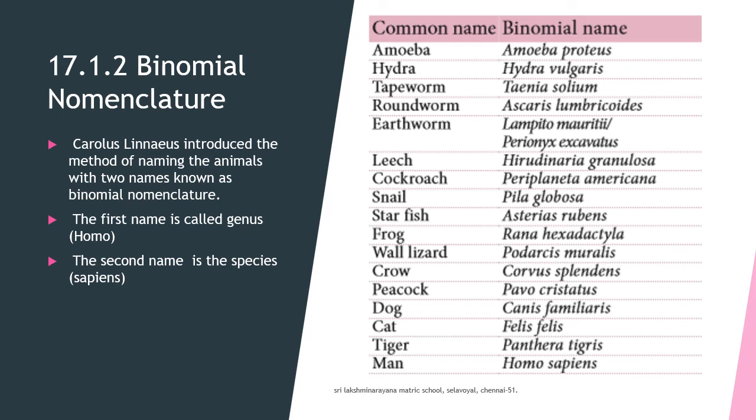I have given many common names of animals and their corresponding binomial names. For example, for man, the binomial name is Homo sapiens. Homo is genus, sapiens is species.